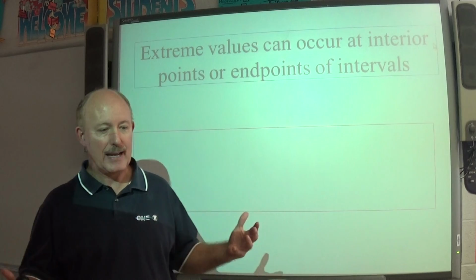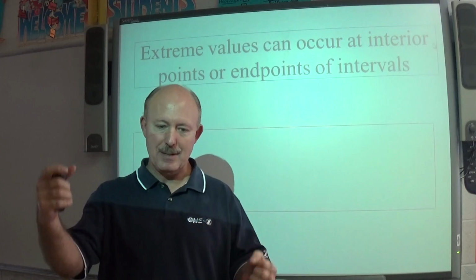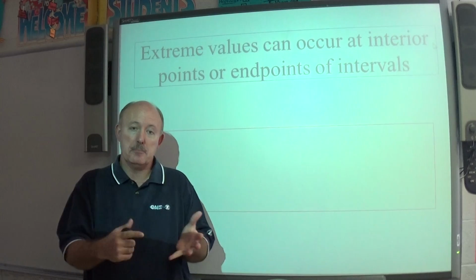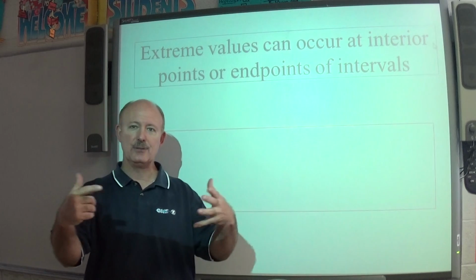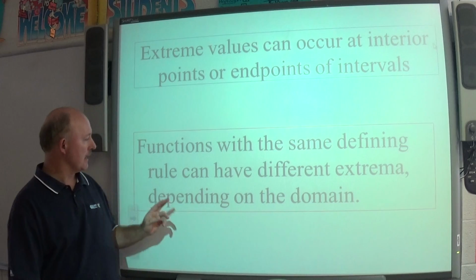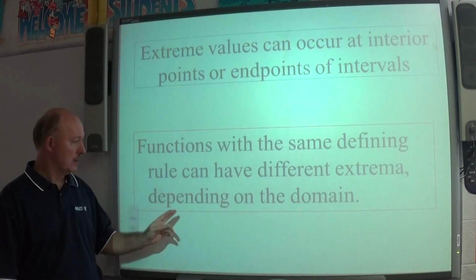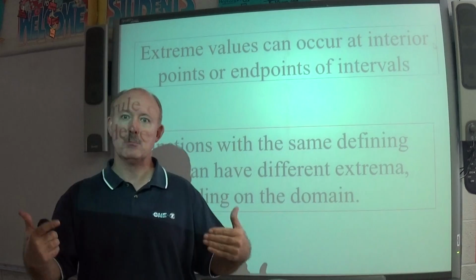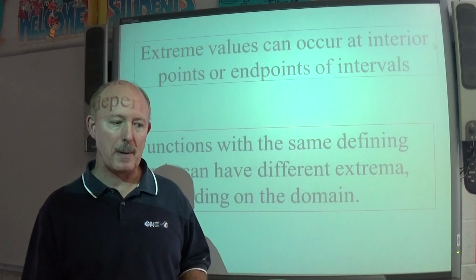Now extreme values can occur at interior points or at endpoints. If it's on a closed interval, that means the endpoints are included in the domain, so the endpoints can be maximum or minimum points. So extreme values can occur at the endpoints as well as in the interior points of a curve. Functions with the same defining rule can have different extrema depending upon the domain. If you change the domain, by restricting the function in a different way, you can have a different minimum or maximum value.